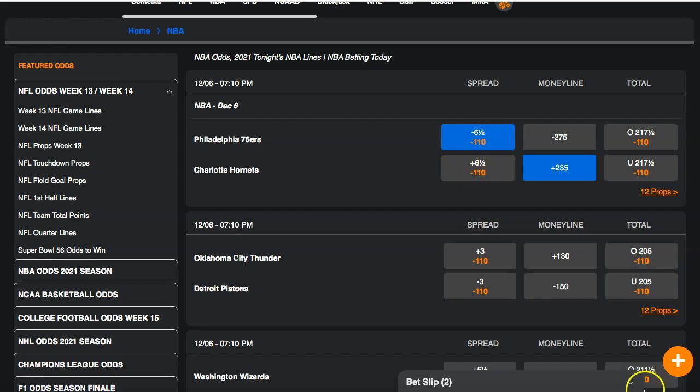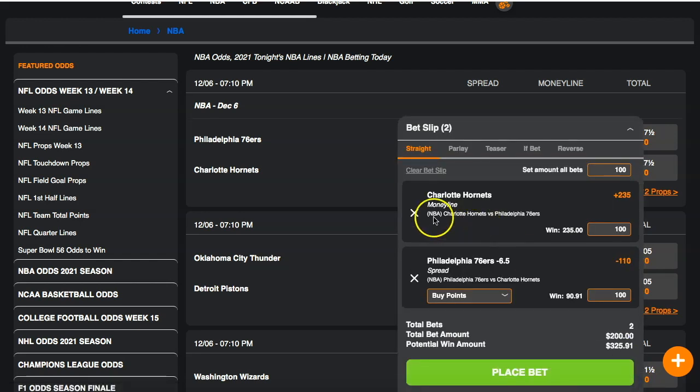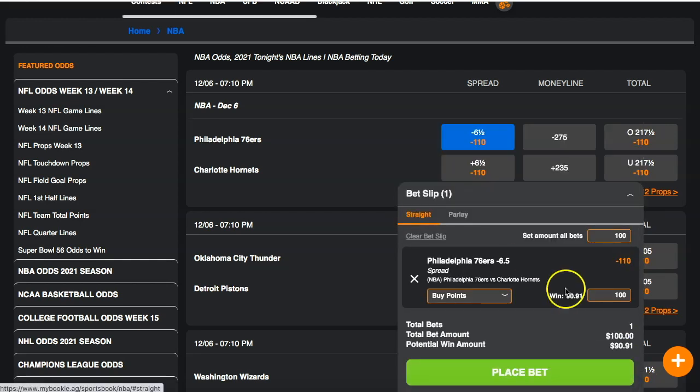The Sixers, if you take the Sixers, right? And you take the minus 6.5 on the Sixers, let's say you bet $1,000, right? The payout's going to be $909. The Sixers have to win by at least 7 points. So if the Sixers win 103 to 100, you would lose that bet. So that's the difference, okay?